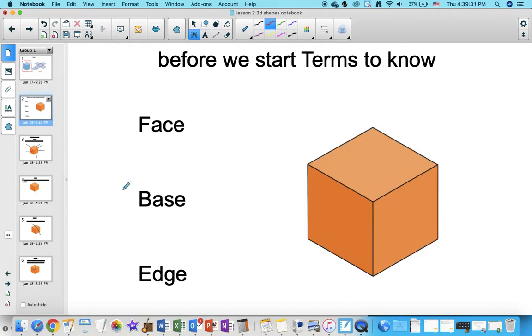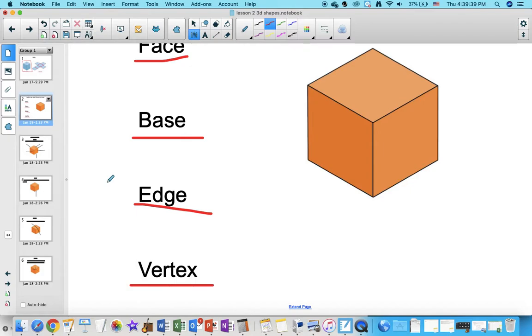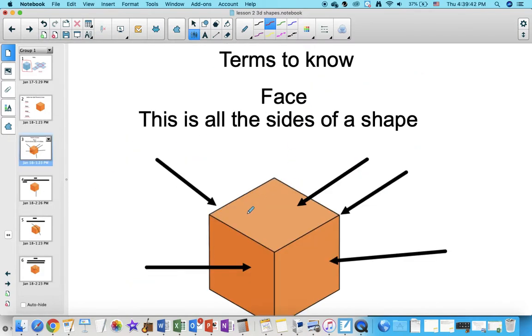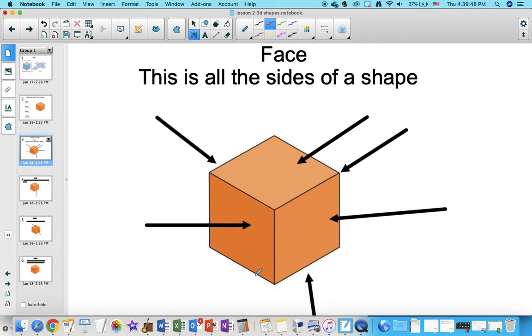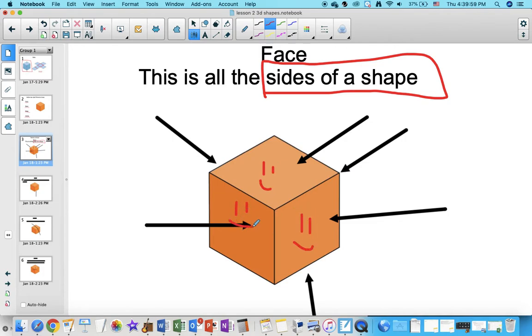So before we begin, we need to go over certain key terms. For example, face, base, and edge, as well as vertex. A face, well, that's just the sides of every part of the 3D shape, right? So the faces are all the sides of a 3D shape. So this would be a face, this will be a face, this is a face, and so on and so forth on this side, and on this side, and on this side, right? So you're going to see 3 here, and so you have a total of 6 faces.